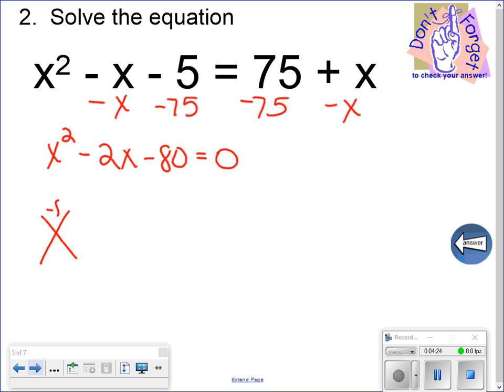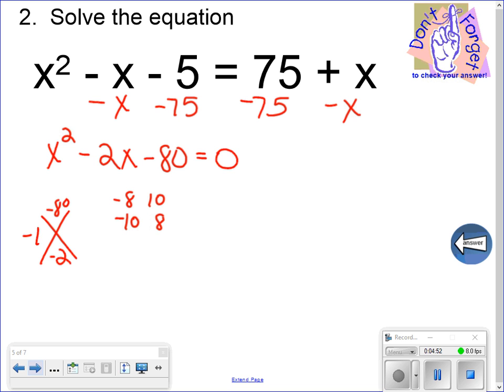So we need two numbers that multiply to give me negative 80, but also add to give me negative 2. Again, this one you might need to list out the factors of 80. So we have 8 and 10, or 1 and 80. But then if you're looking, you're like, okay, I see it, which would be negative 8 and 10, or negative 10 and 8. Which one's going to combine to give you negative 2?